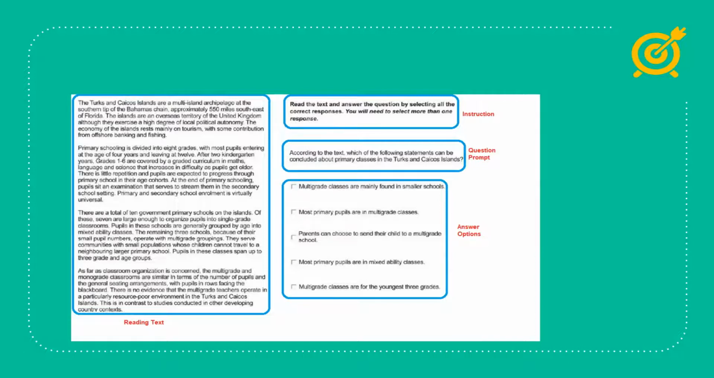Just below the instruction, you see the question prompt, which presents you with the question that you need to solve. And lastly, below the question prompt, you will see 5 to 6 answer options. Please note that there are check boxes in front of the answer options, which means that you can select multiple answers. This is the key difference to the multiple choice, choose single answer questions.